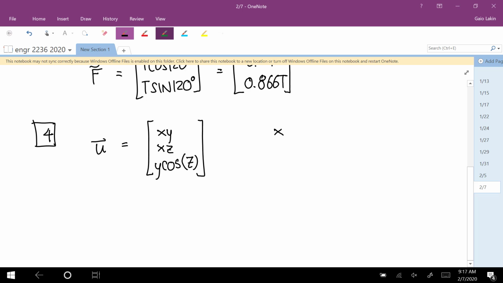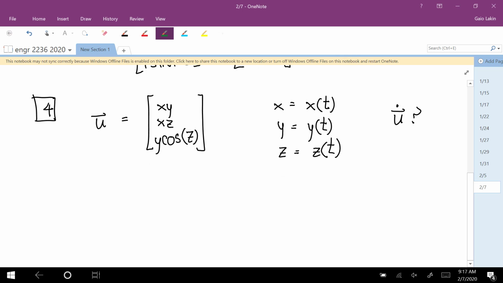So x is equal to x of t, y is equal to y of t, z is equal to z of t, and we want to calculate u dot. So this is just an exercise in product rule and chain rule. So first I'm going to use the product rule, and then there'll be one case where I have to use the chain rule.